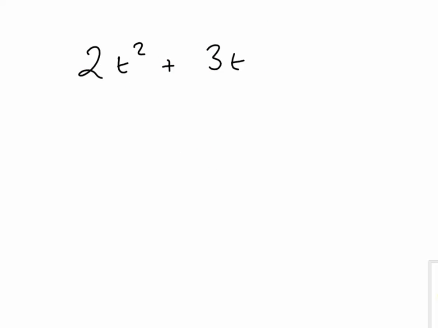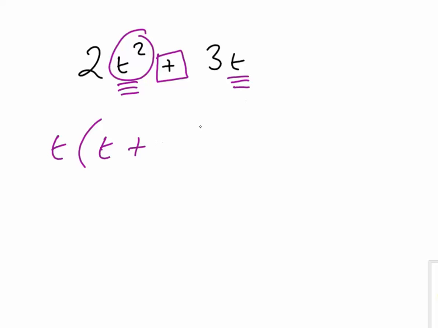With this next example, again, I will not be able to take out a number because only 1 goes into 2 and 3, but instead I can take out a letter. So I take out a single t. T times t again will take me to t squared. I can see a plus sign, and t times 3 will give me 3t. There's my next answer.